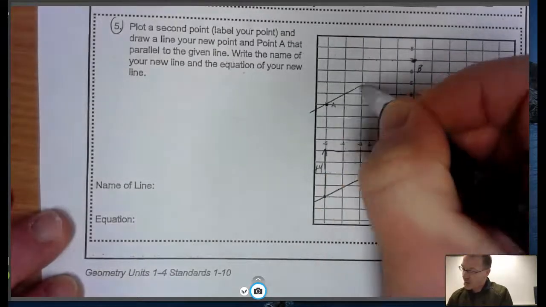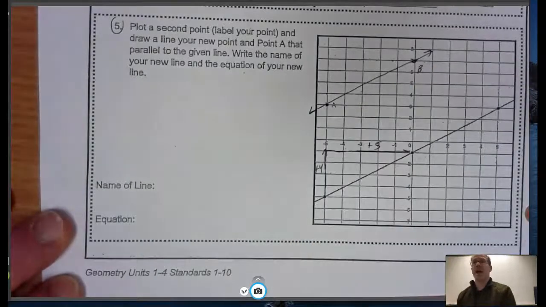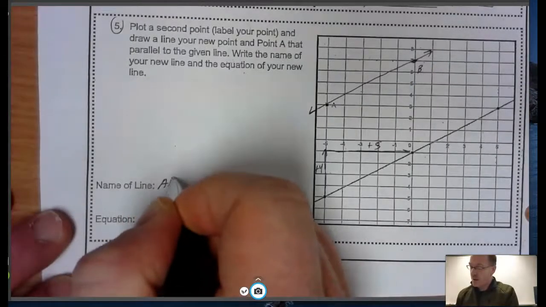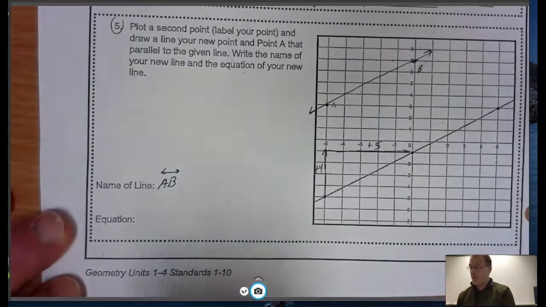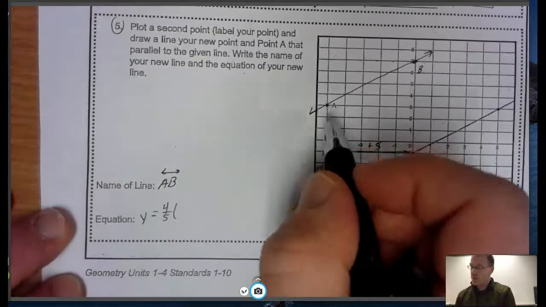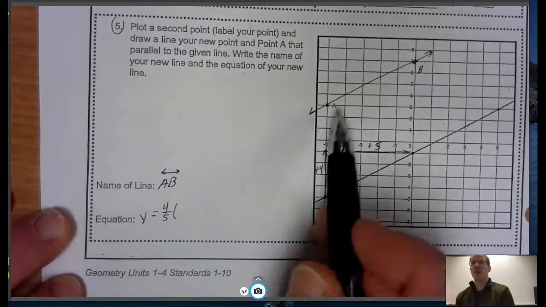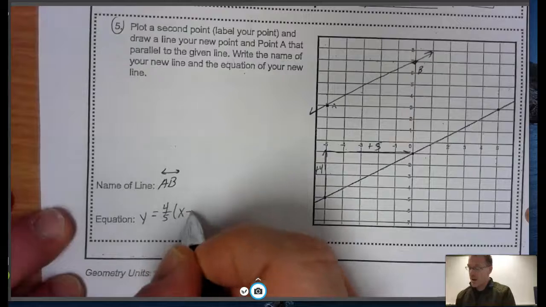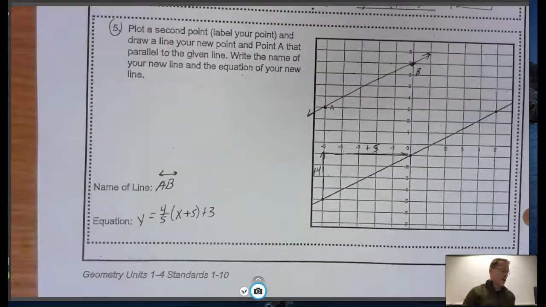And then notice if I draw that line, it would be AB. And the way we name a line is we take the 2 letters and we put a little line over the top of it. So that's line AB. And the equation would simply be our slope, which is 4 over 5. And then I could either use A or B to write the equation. I'm going to use A here, which is negative 5, 3. So x minus negative 5 and then plus 3. All right. So that is how you write the equation of a parallel line.